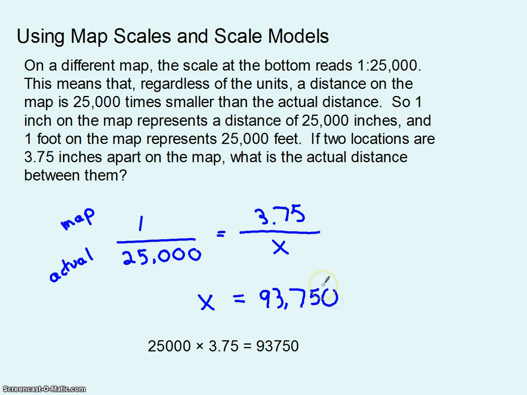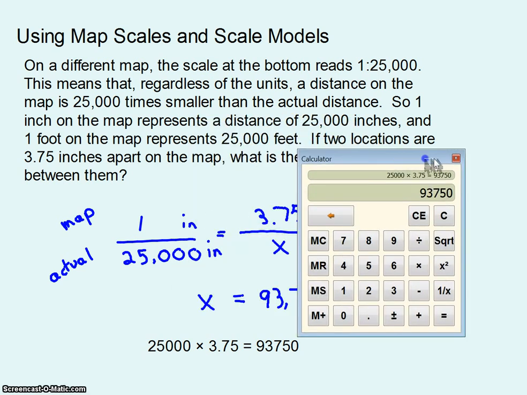Is 93,750. But 93,750 what? Well, this 3.75 was inches. Okay? And if this was inches, apparently the distance between these two cities is 93,750 inches. That's not terribly useful information, but it could be worked with easily enough.